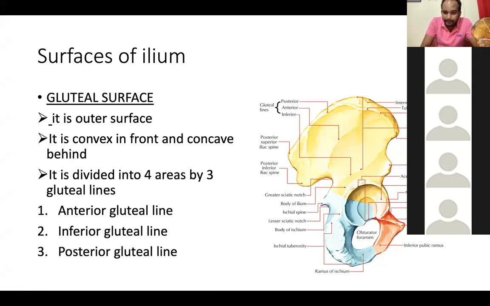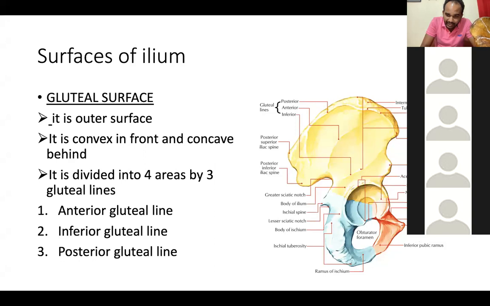Next is gluteus medius. The gluteus medius muscle will take origin from the area between the posterior gluteal line and the anterior gluteal line. Then gluteus minimus will take origin from the area between the anterior gluteal line and the inferior gluteal line, this area. So gluteus maximus, gluteus medius, gluteus minimus.